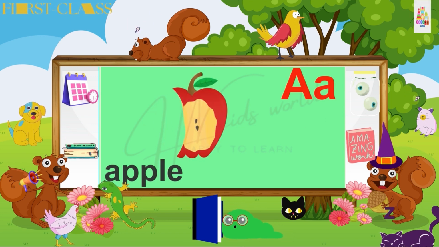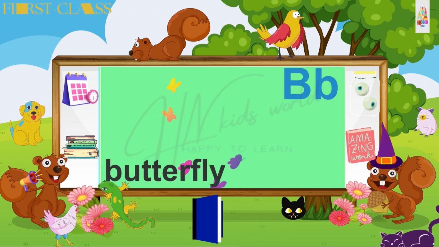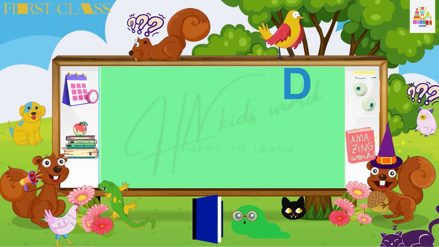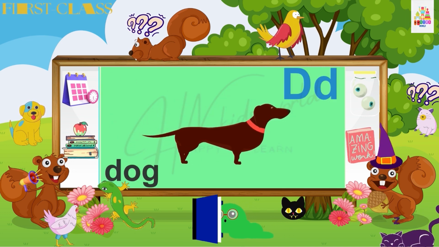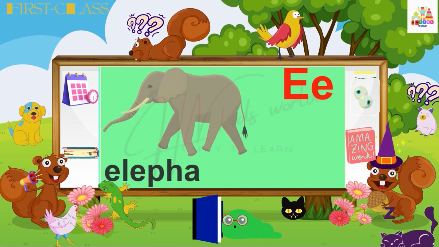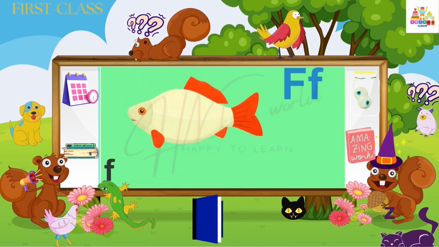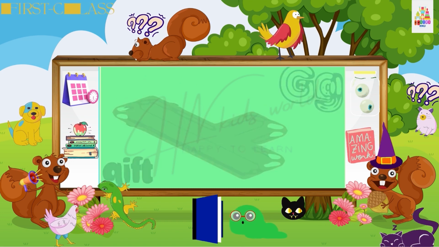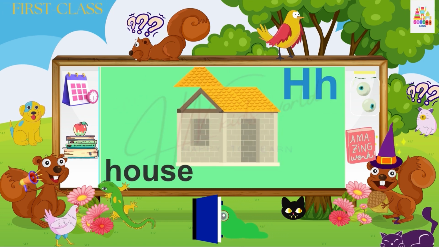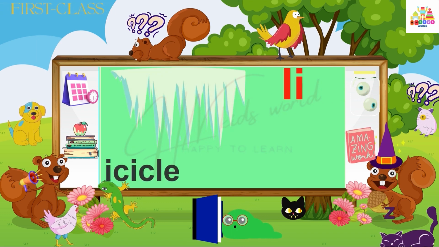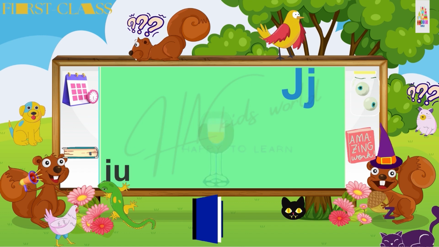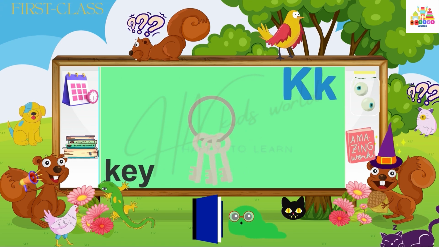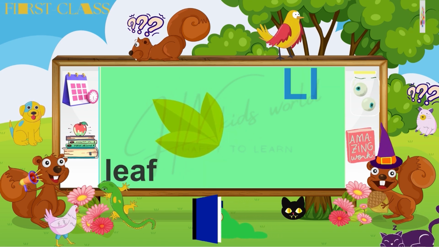A for apple. B for butterfly. C for car. D for dog. E for elephant. F for fish. G for gift. H for house. I for icicle. J for juicy. K for key. L for leaf.